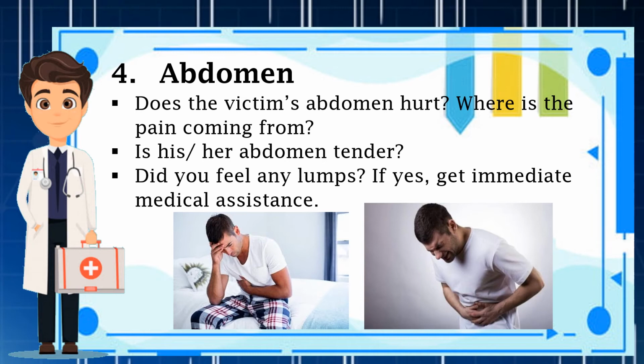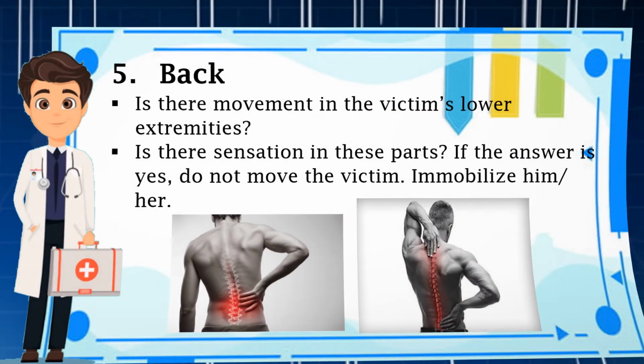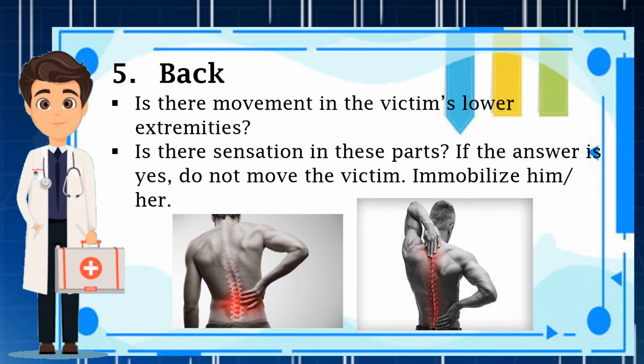Number 4, abdomen. Does the victim's abdomen hurt? Where is the pain coming from? Is his or her abdomen tender? Did you feel any lumps? If yes, get immediate medical assistance. Number 5, back. Is there movement in the victim's lower extremities? Is there sensation in these parts? If the answer is yes, do not move the victim. Immobilize him or her.